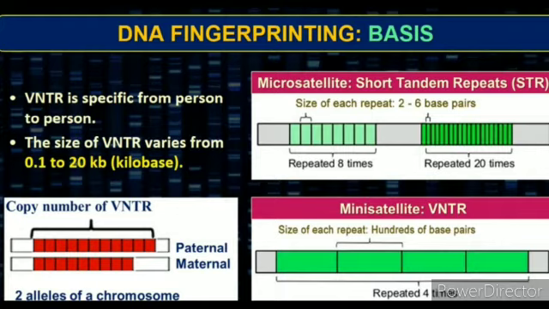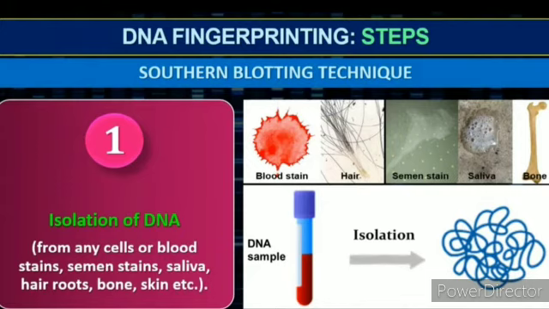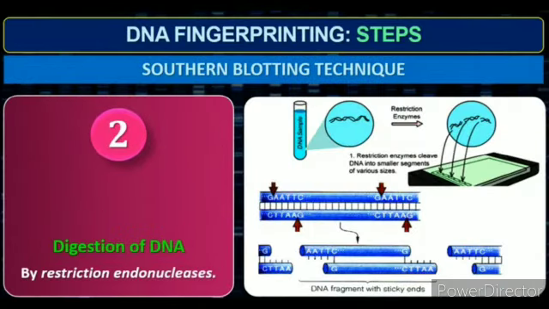Now, what are the steps involved in DNA fingerprinting? First point, isolation of the DNA from the collected sample. The samples can be of various varieties: tissue, cells, sperm, saliva, or hair, any part of the body. From those cells, the DNA is isolated. Second point, digestion of DNA by the restriction endonuclease, that is the cutting enzyme.